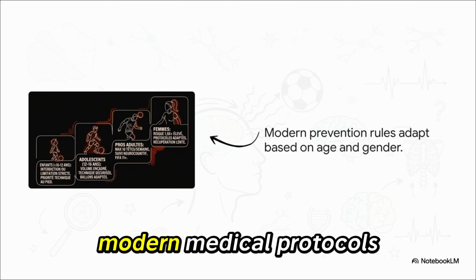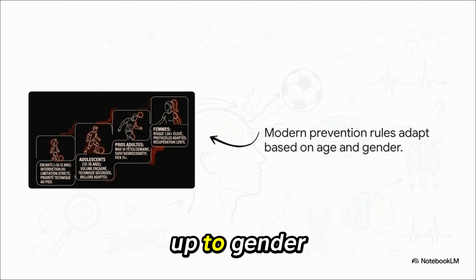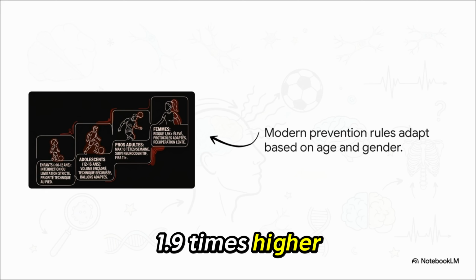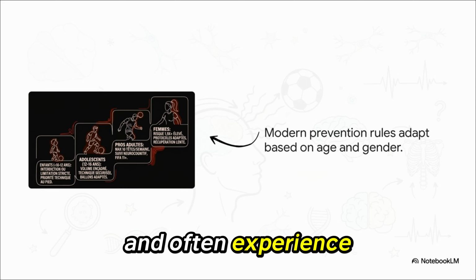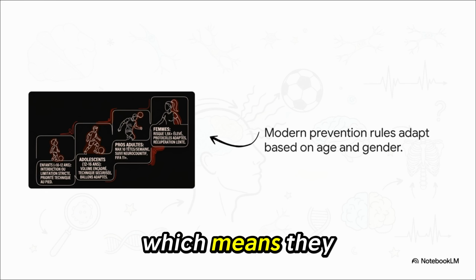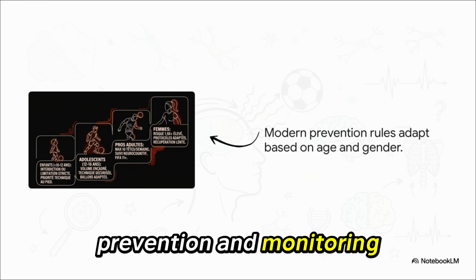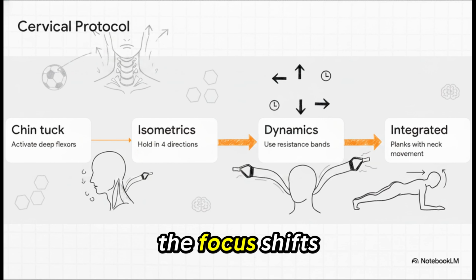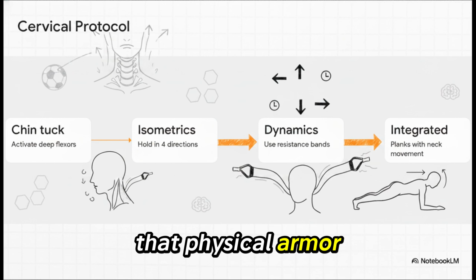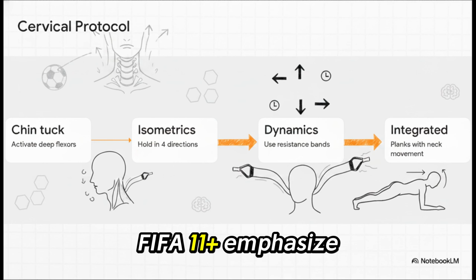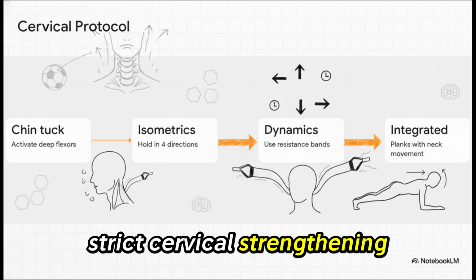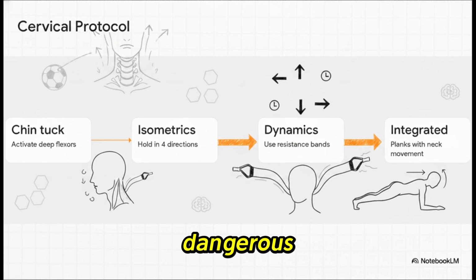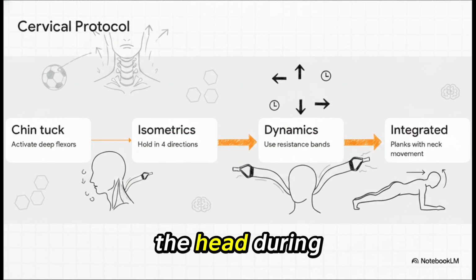And crucially, modern medical protocols are finally waking up to gender differences. The data clearly shows that women face a 1.9 times higher risk of concussion and often experience much slower recovery times, which means they require specifically tailored prevention and monitoring strategies. Now, at the professional and adult amateur levels, the focus shifts heavily toward building that physical armor. Programs like the FIFA 11 Plus emphasize strict cervical strengthening. Why? Because a stiffer, stronger neck directly reduces that dangerous rotational acceleration of the head during an impact.